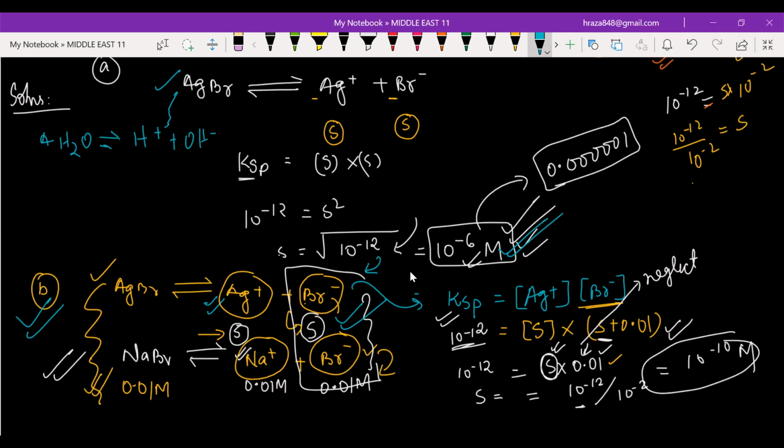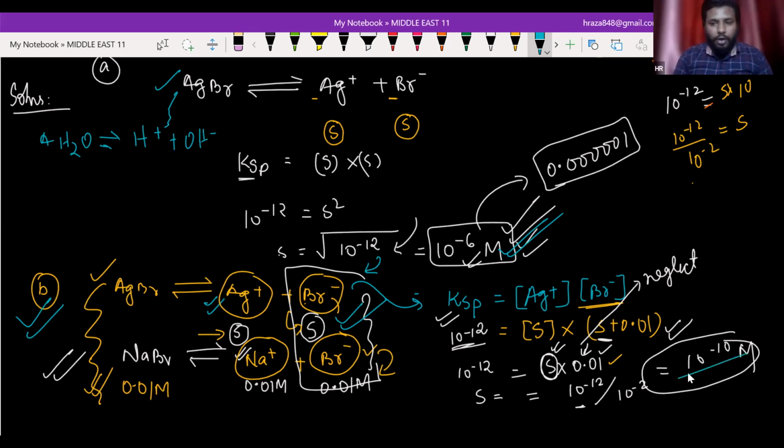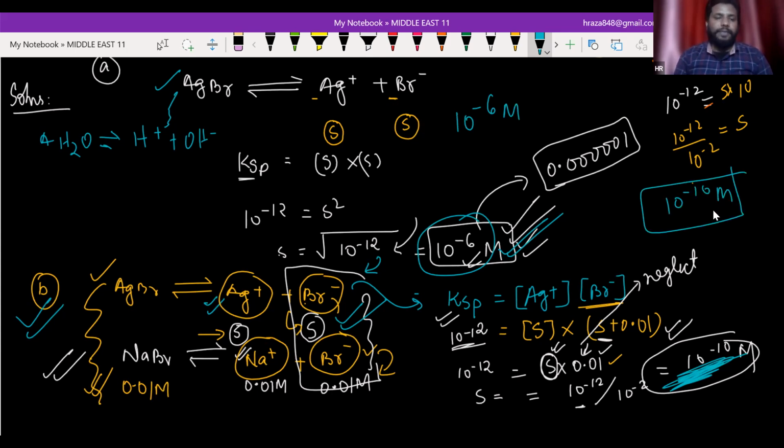Yes, sir. So it will move to the left hand side to maintain its equilibrium. So that's why, due to common ion effect, the solubility decreases. We have solved in water without common ion, it has solubility 10 raised to the power minus 6. But with common ion, it has a solubility 10 raised to the power minus n. That means the solute which dissolves is very less in common ion than without common ion.